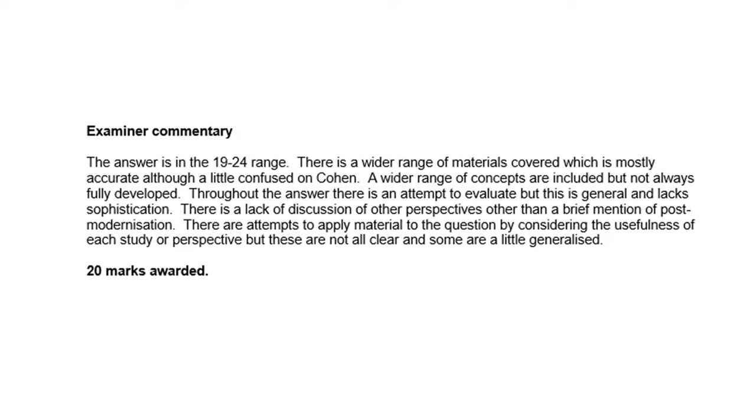There is a lack of discussion of other perspectives, so there's a brief mention of postmodernization, there's a brief mention of Cloward and Ohlin and illegitimate opportunity structures and subculture, but that is not done explicitly. There are attempts to apply material to the question by considering the usefulness of each study. So if you think about those three columns again, there's a decent amount from key theories, ideas, sociologists. There's some from internal criticisms. It's really quite badly lacking in external criticism, which is why it only gets 20 out of 30.